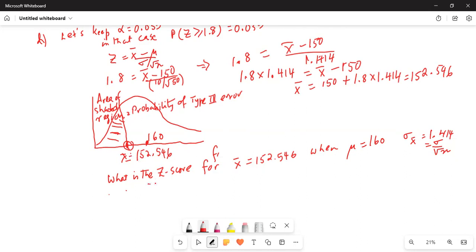So the Z-score will be 152.546 minus 160, divided by this sigma X bar, which is fixed, 1.414. Okay, so this will be equal to, let me use my calculator. Let me get my calculator. Take a minute.